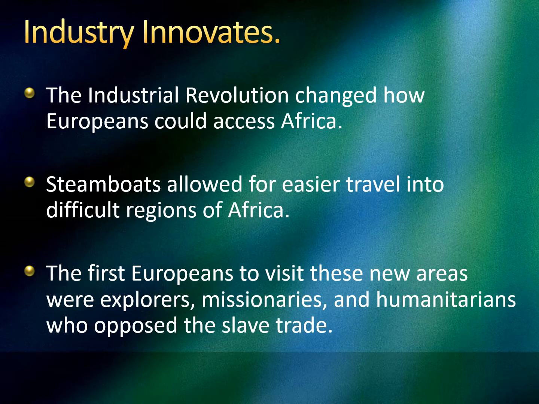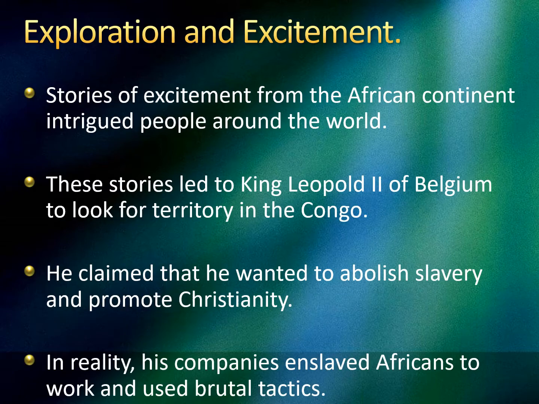But the Industrial Revolution changed how Europeans could access Africa. So, for example, steamboats. Steamboats will allow for easier travel into difficult regions of Africa. Now, the first Europeans to visit these new areas were mostly explorers, missionaries, and humanitarians who were opposed to the slave trade. Gradually, though, stories of excitement from the African continent from these missionaries or other explorers intrigued people around the world.